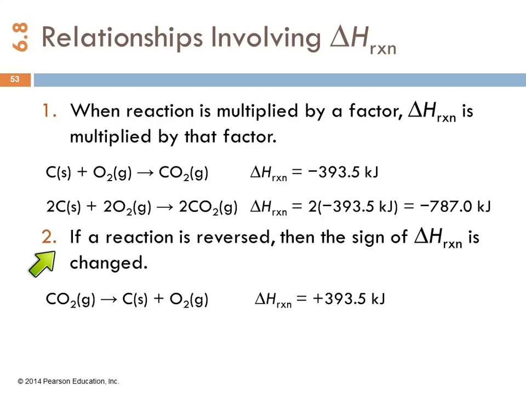If the reaction is reversed, if we swap the reactants and products, write it backwards, then the sign gets changed. Because if carbon reacting with oxygen to form carbon dioxide gives off energy, that tells us that the product CO2 has lower internal energy than the reactants. If we do the reaction the opposite way, then everything's opposite. And if we take carbon dioxide and decompose it into carbon and oxygen, that's an endothermic process. We have to put energy into it. Does that make sense?